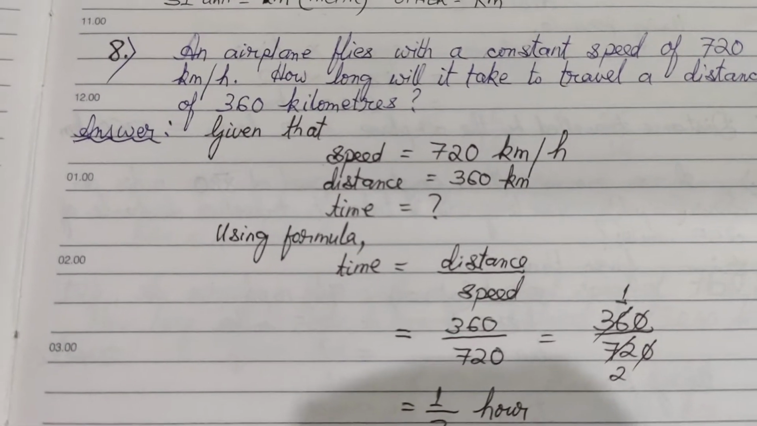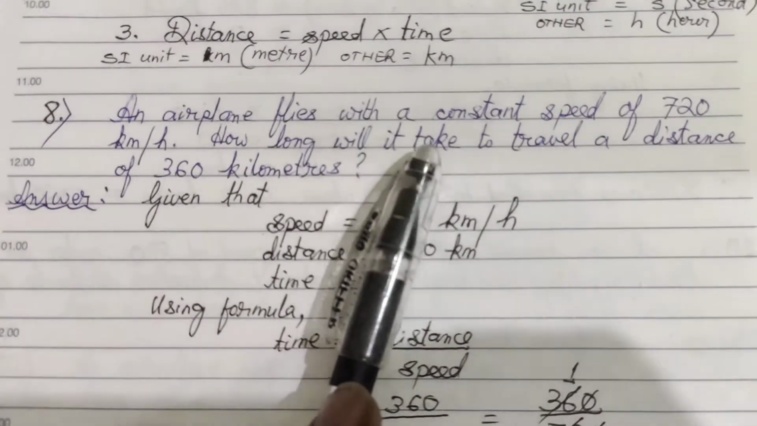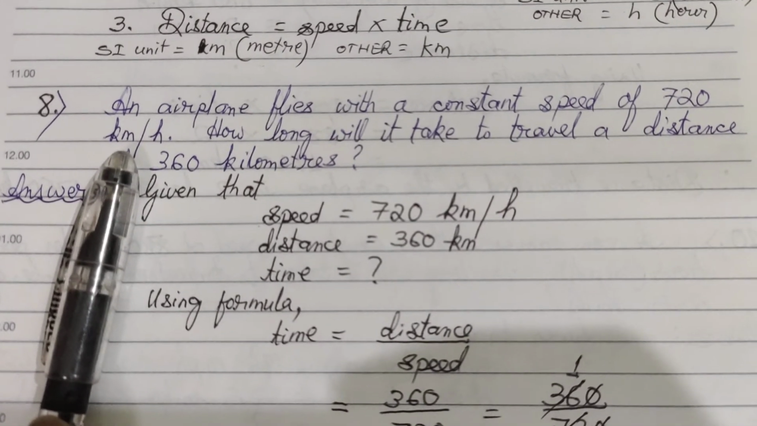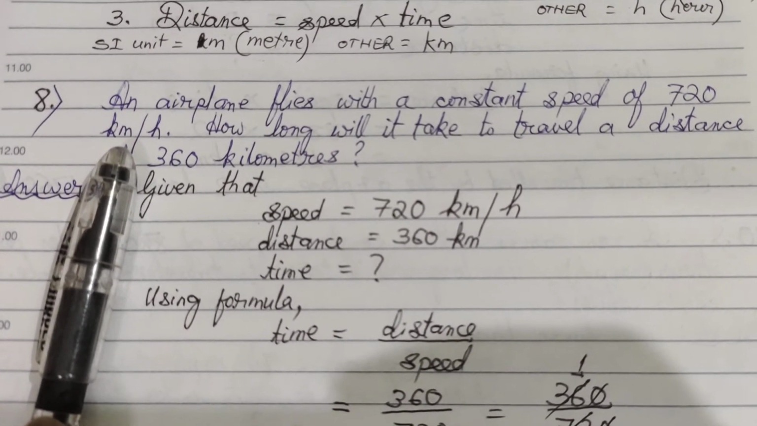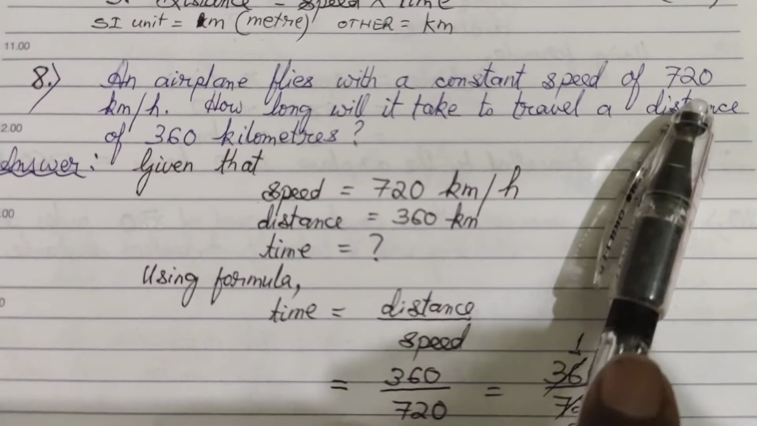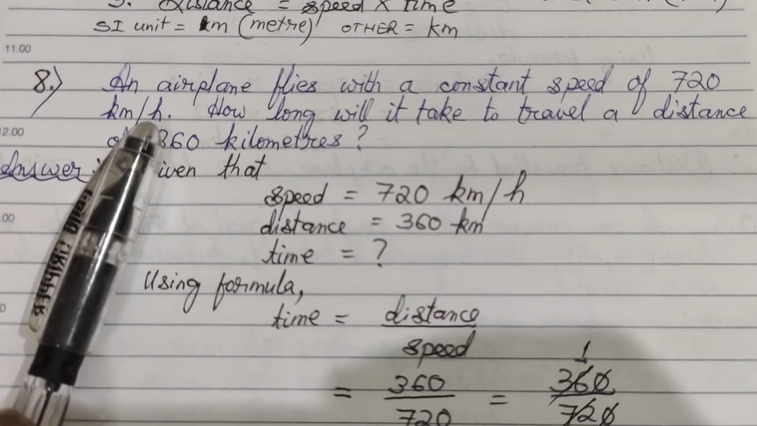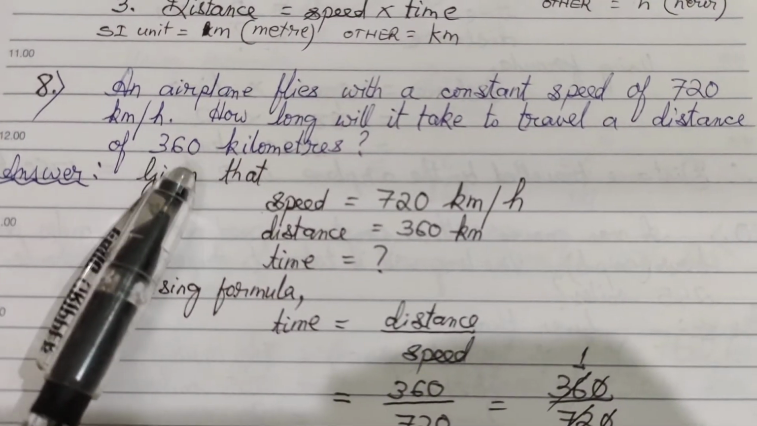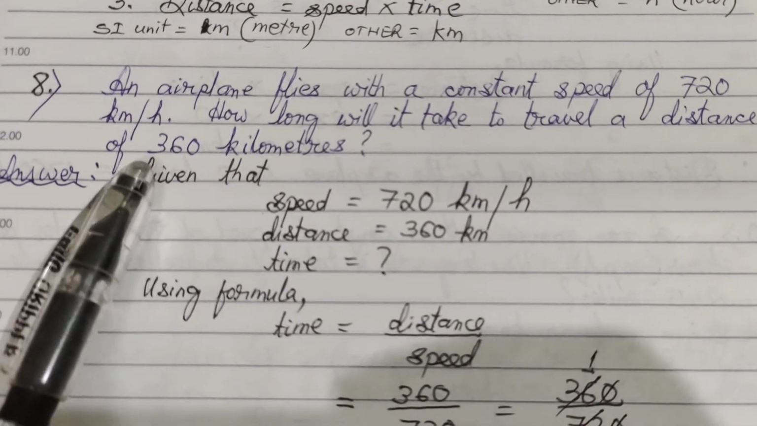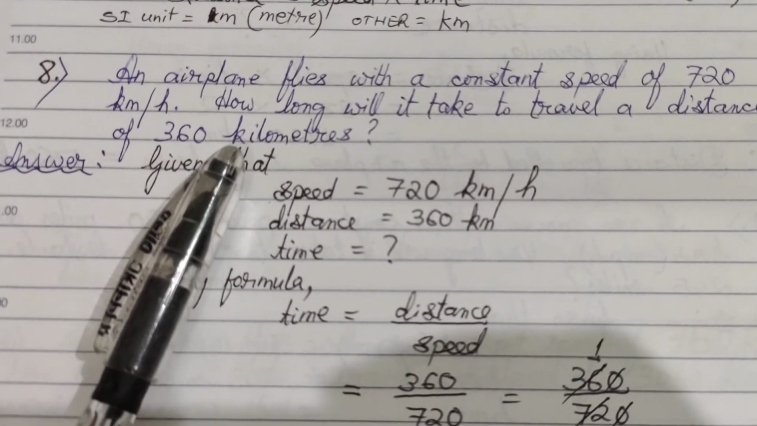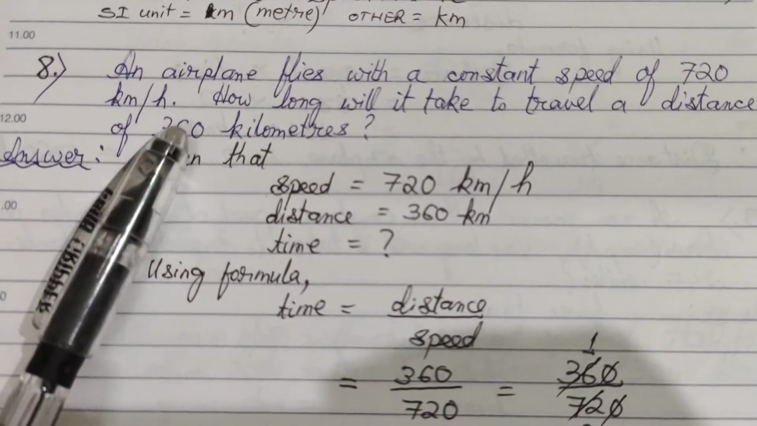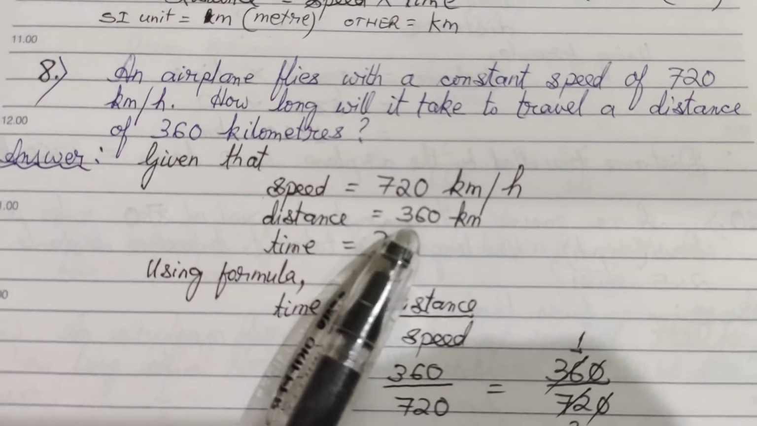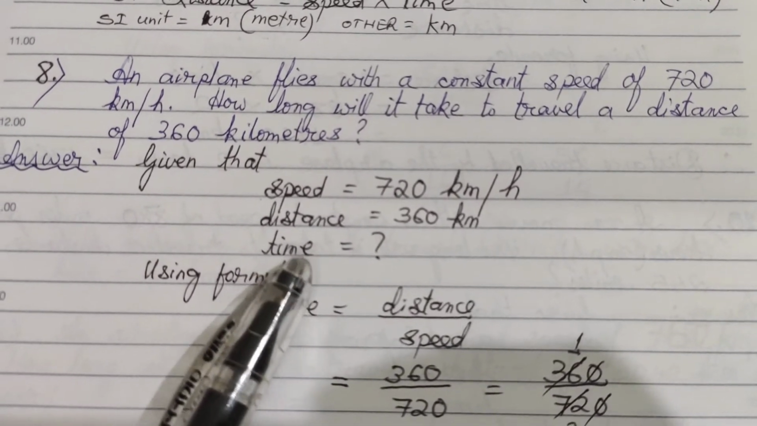Question number 8. An airplane flies with a constant speed of 720 kilometers per hour. There you see. For higher speed, we prefer kilometers per hour unit. So 720 kilometers in 1 hour. This is the speed of airplane. How long will it take to travel a distance of 360 kilometers? 360 kilometers, that plane is traveling with the speed of 720 kilometers per hour. So speed is given 720 kilometers per hour. Distance is given 360 kilometers. We have to calculate time.